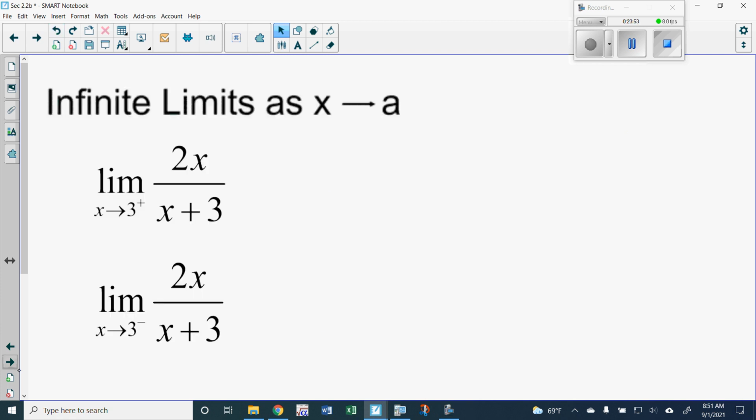All right. Let's try another one. Add some more x's in there. See how this affects stuff. So what is the limit as x approaches 3 from the right of 2x?